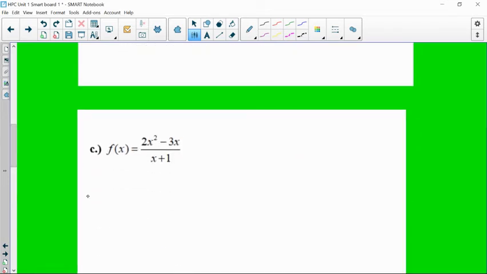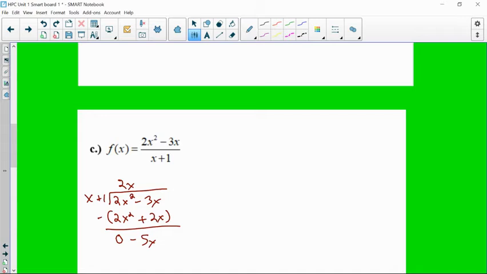So if I do long division, just real quick, x plus 1 divided into 2x squared minus 3x. So x goes into 2x squared 2x times, 2 times x is 2x squared plus 2x. I almost did the same mistake last time. Subtract. So 2 minus 2 goes to 0. Negative 3 minus 2 is negative 5x.